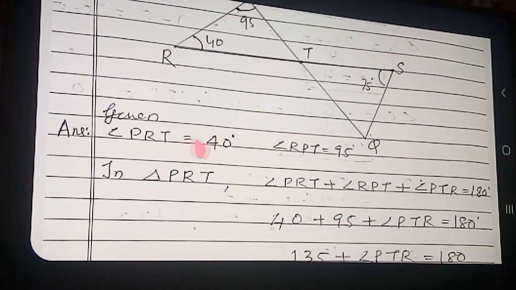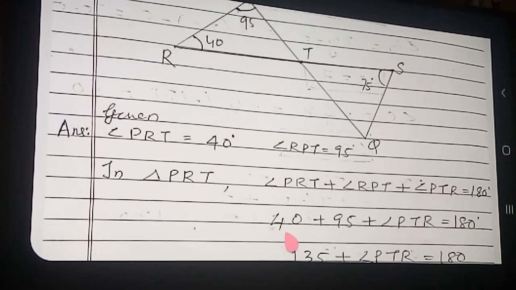Now, what the teacher explained, I am going to write here also. First of all, angle PRT is 40 degrees, angle RPT is 95 degrees. In triangle PRT, the sum of all angles is 180. So angle PRT plus angle RPT plus angle PTR is equal to 180. Angle PRT is 40 degrees, angle RPT is 95 degrees, and angle PTR we do not know.